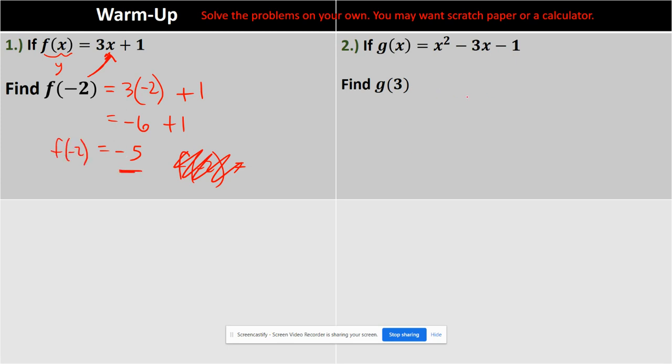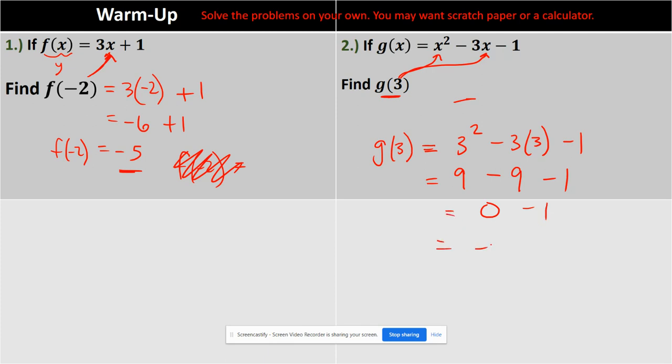And then for this one, this is just another function, g of x, maybe g stands for something in the problem. So this means find g of 3, we need to plug in 3 everywhere we see an x, whatever our function is. So g of 3 would be 3 squared minus 3 times 3 minus 1. And then we follow the order of operations. 3 squared is 9. 3 times 3 is also 9. And then minus 1, we go left to right. 9 minus 9 is 0, minus 1. So we get g of 3 equals -1.